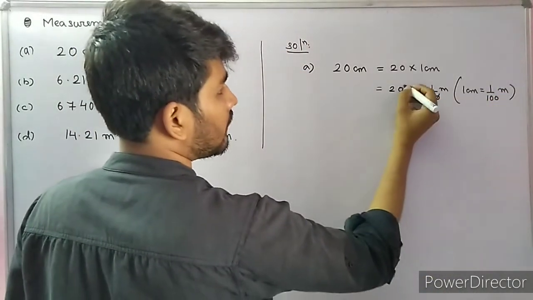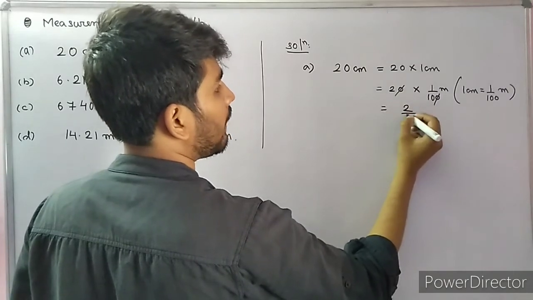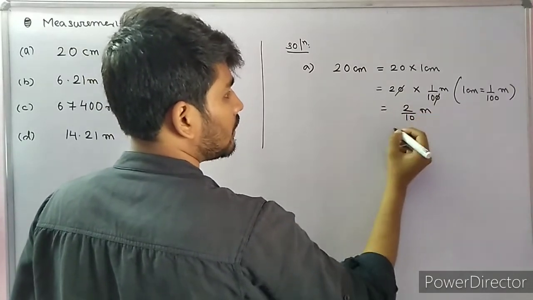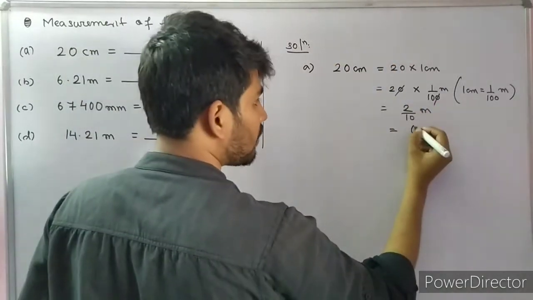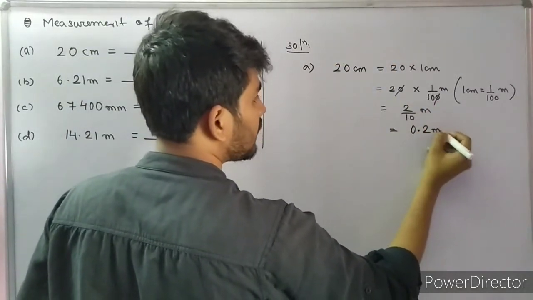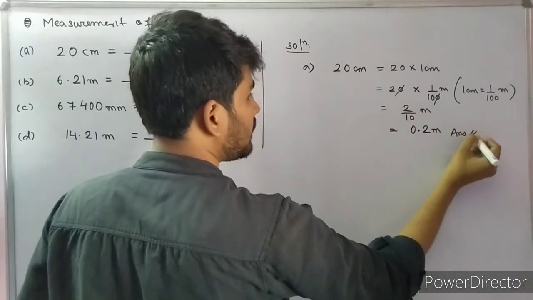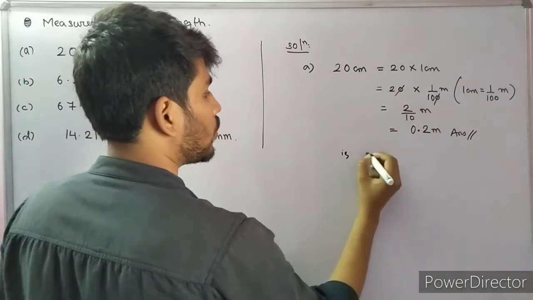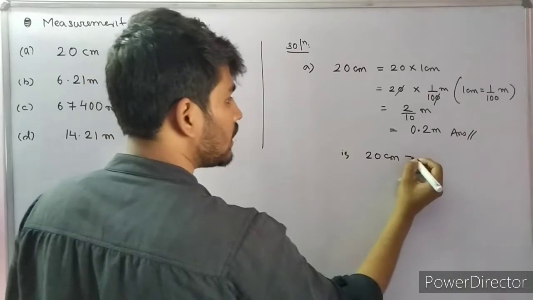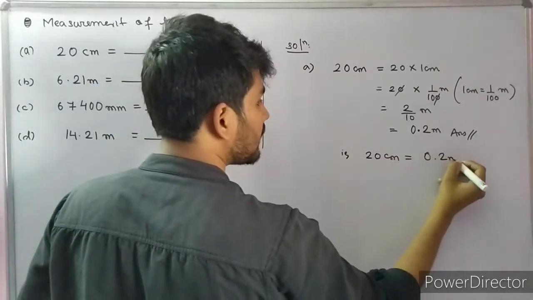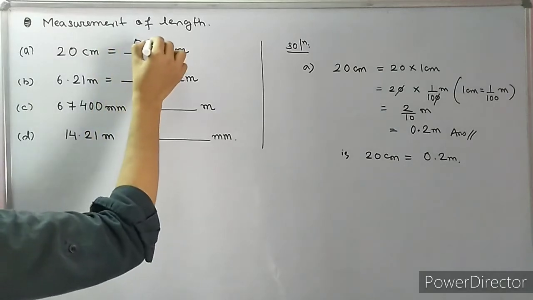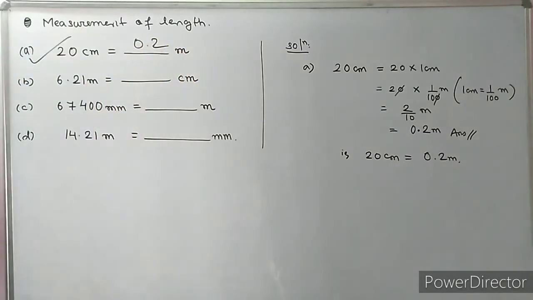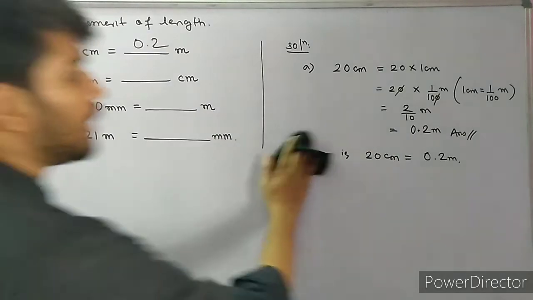Now this will cancel with this. This will come out to be 20 by 10 meter. So if I just divide, I'll shift the decimal place. This will become 0.2 meter. Answer: 20 centimeter is actually equals to 0.2 meter. Is it clear? Chalo, we'll move on to the next question.